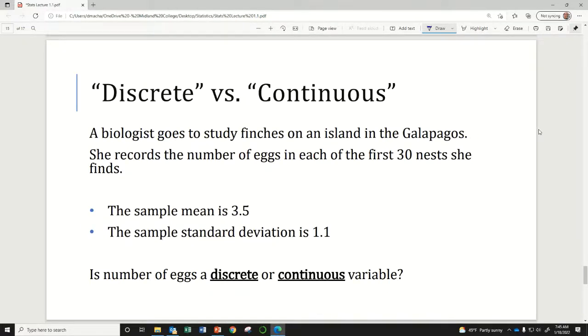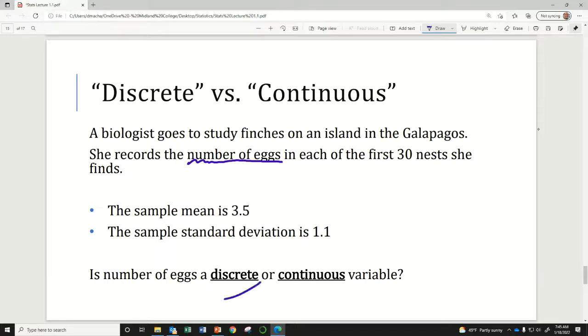Now suppose our biologist goes back to the island to study finches again. And what she does is she records the number of eggs in each of the first 30 nests she finds. So she's finding nests of these birds, and she records how many eggs are in each nest. And so she can calculate the sample mean and sample standard deviation. But the question that we're concerned about now is: is the number of eggs a discrete or continuous variable?